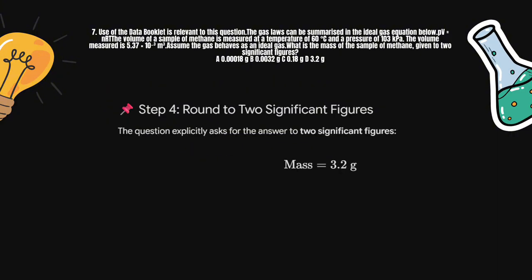Step 4. Our final step. The question specifically asks for the answer to 2 significant figures. So, rounding 3.197 grams to just 2 significant figures gives us exactly 3.2 grams. This matches option D perfectly. Always watch out for the specific requirement at the end. Guys, let's move on to the next questions.